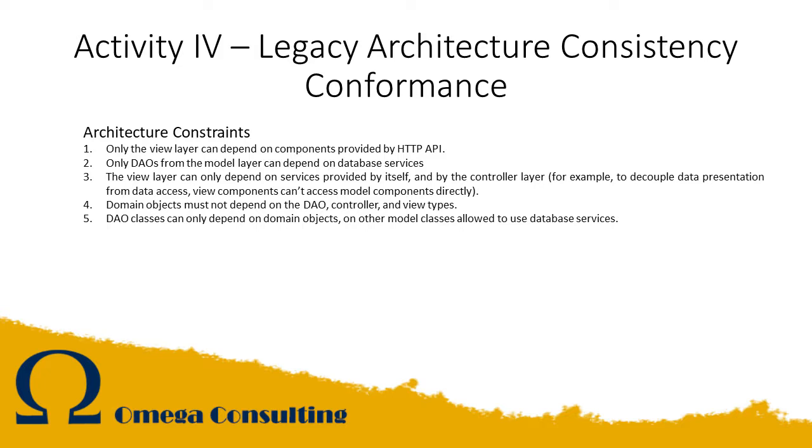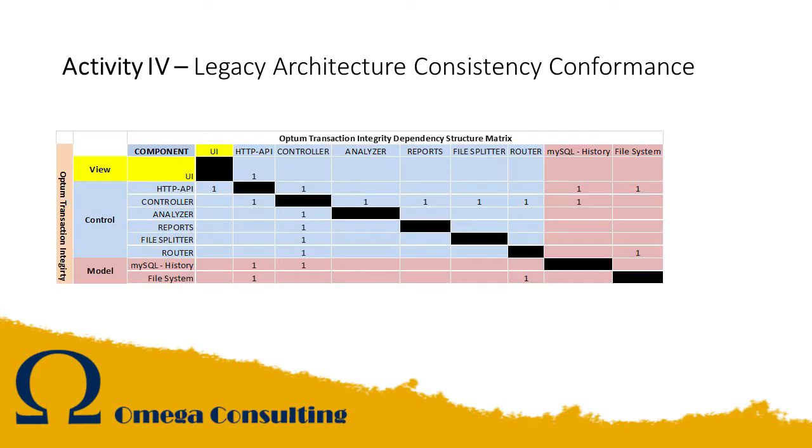Activity 4 is the legacy architecture consistency conformance. So the architecture constraints are only the view layer can depend on components provided by the HTTP API. Only data access objects from the model layer can depend on database services. The view layer can only depend on services provided by itself and by the controller layer. For example, to decouple data presentation from data access, view components can't access model components directly. Domain objects must not depend on the DAO, controller, and view types, and the DAO classes can only depend on domain objects. No other model classes are allowed to use database services.